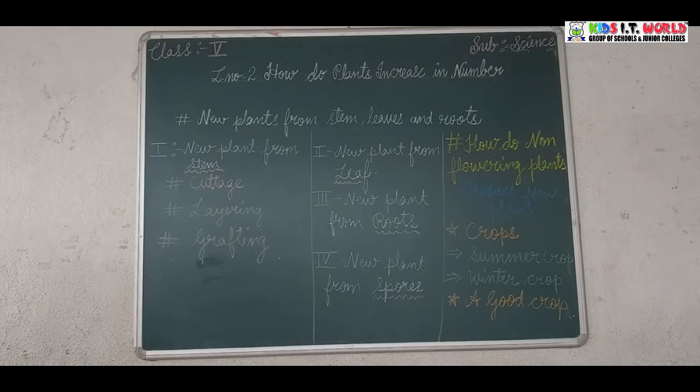Then next is winter crops. Winter crops are called rabi crops. These crops grow well from November to April. Wheat, gram, peas and mustard are rabi crops. Some vegetables like carrot, radish, cauliflower, peas and beans, and some examples of fruits like apple, banana and berry grow best in winter.